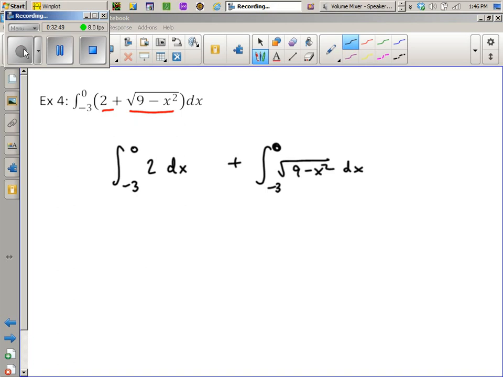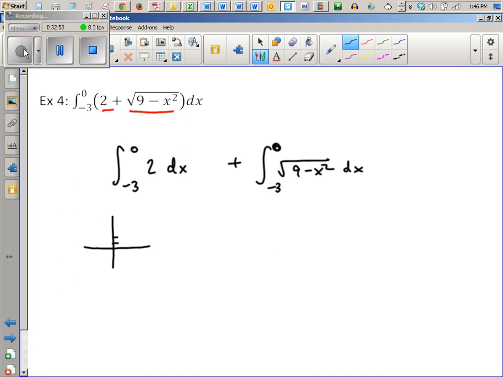Okay, so this first one we can view as the area under the line y equals 2 from -3 to 0. So let's go ahead and look at it that way. You do not have to draw these pictures, but if you can draw them, then you probably understand them. So there's the line y equals 2. I got that from looking at the integrand. And we're going from -3 to 0.